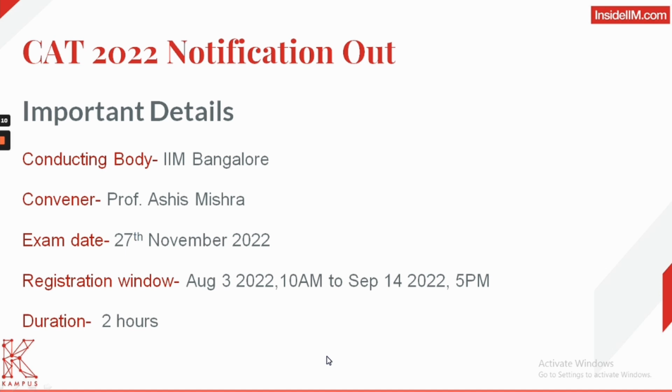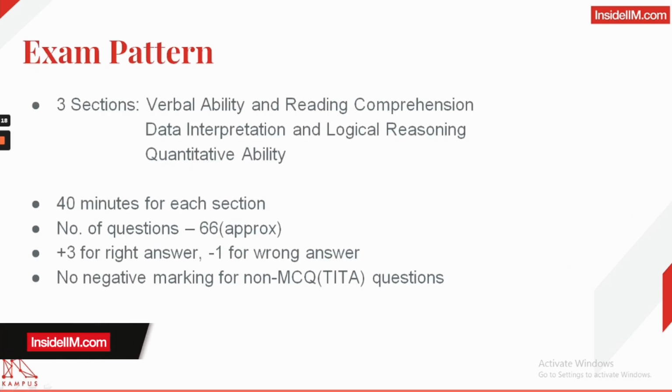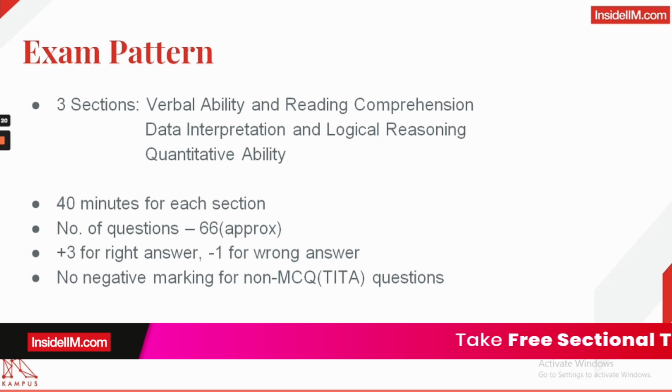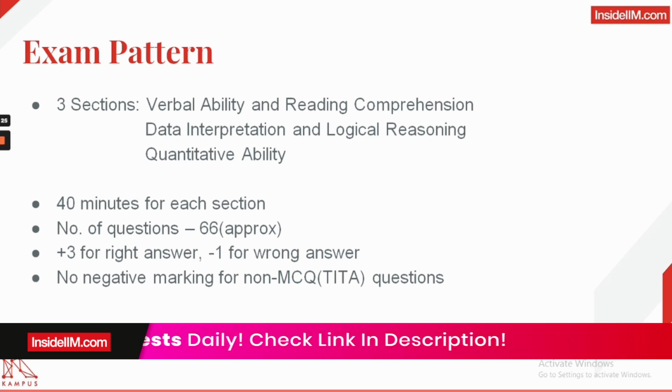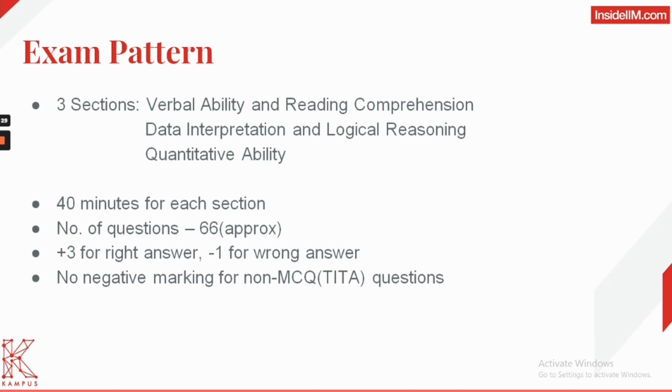The duration of the test would remain 2 hours as has been the case for the past 2 years. Now coming to the exam pattern, CAT 2022 would contain 3 sections, namely verbal ability and reading comprehension, data interpretation and logical reasoning, and quantitative ability. You would be provided 40 minutes for each section, and switching between sections is not allowed.